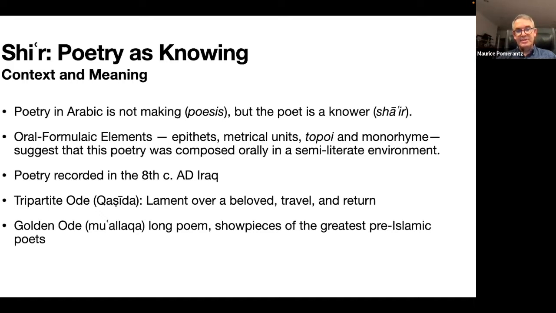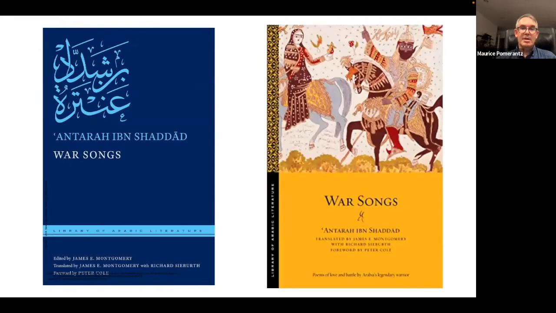The great poems of the Arabic tradition, especially the greatest poems of the pre-Islamic tradition, are called Mu'allaqat. We call them the Golden Odes. They're very long poems. They were held up, it's said at the time, but probably in the 8th century, finally, as showpieces of the greatest pre-Islamic Arabic poets. The volume I'm going to talk about today is called War Songs.